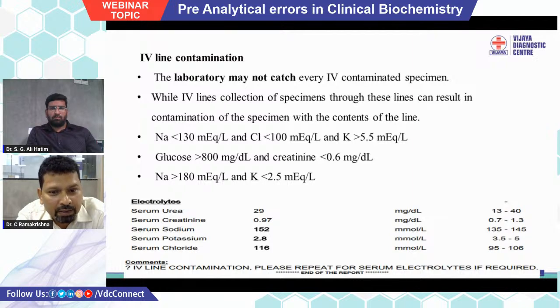At the bottom of the slide, you can see sodium 152, potassium 2.8. So potassium is clearly diluted and sodium is high. So it's very essential that you have presence of mind in taking the sample from the opposite hand rather than the hand which has the IV line.